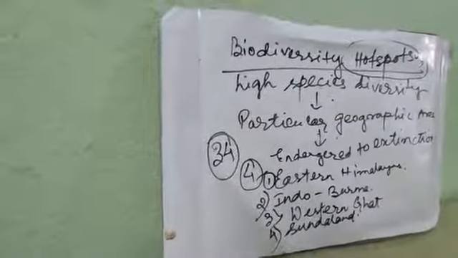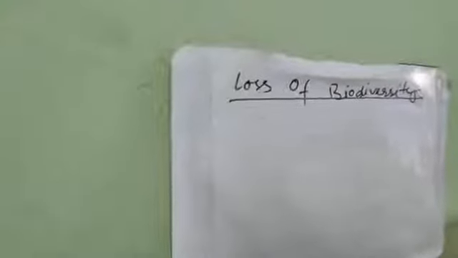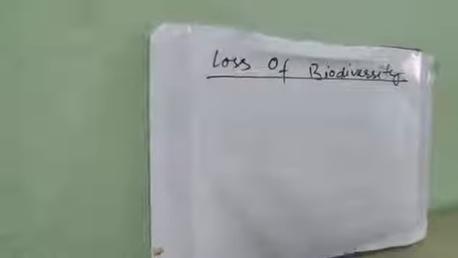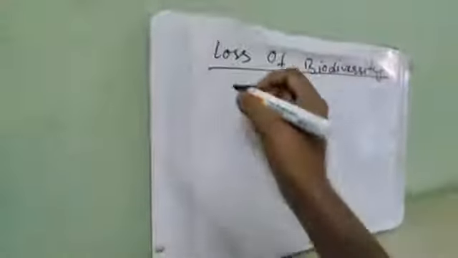Understood? Now the next topic is the loss of biodiversity. Loss of biodiversity. That means how the biodiversity is coming into extinction. That means what are the threats to the biodiversity? Obviously the threats are anthropogenic.